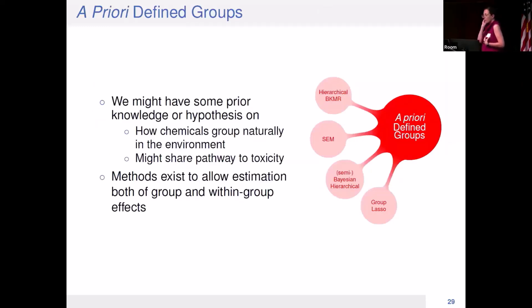So, a priori group effects. Let's say that we have some prior knowledge or hypothesis on how chemicals may naturally group in the environment or may share a pathway to toxicity. Now, remember, the first one we wanted to identify patterns. We didn't know what the patterns are. This is, what if we know the patterns and we want to characterize the effect of a pattern, right? So methods exist to allow estimation both of group and within group effects.